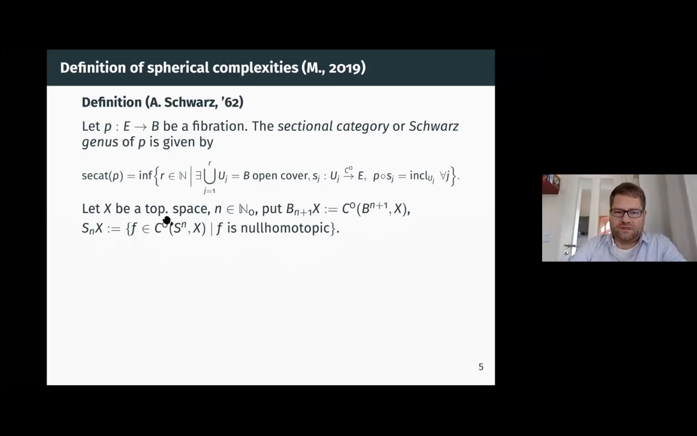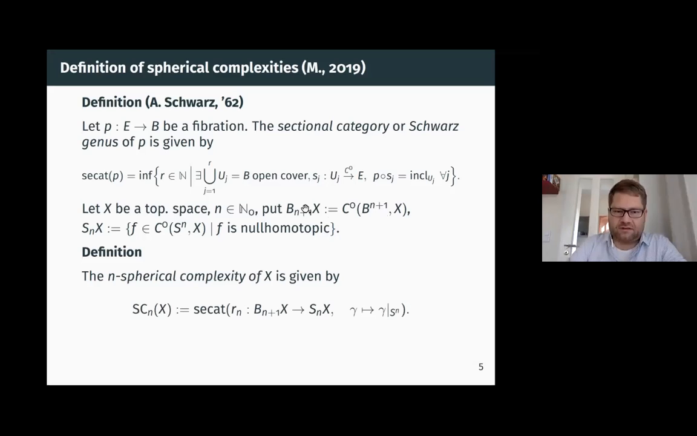So these here are really the kinds of maps from the sphere that are obtained by restricting maps from this ball space. And this is, in fact, the fibration that I need, namely the n-th spherical complexity of X, as I call it, is given by the sectional category of the fibration R_n, which takes a map from this ball space and maps to the sphere space simply by restricting a map from the ball to the boundary sphere.